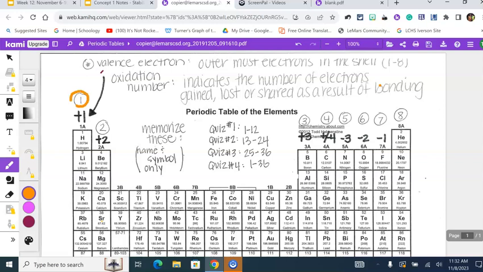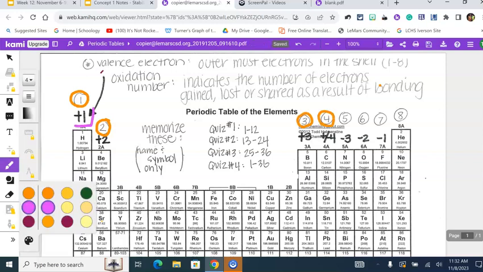This right here is the valence electrons. These are the ones that are in the outer shell. This number here, the +1, the +2, that is the oxidation number. And that tells me if I give up 2 electrons, then I'm going to be positively charged with 2.